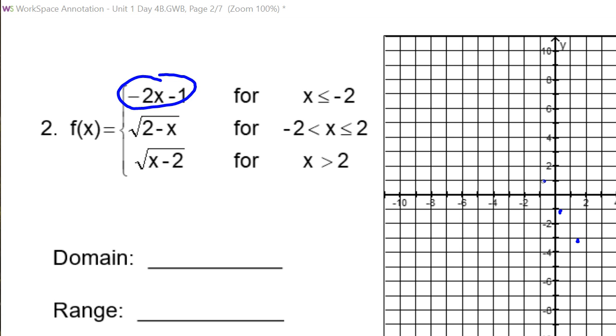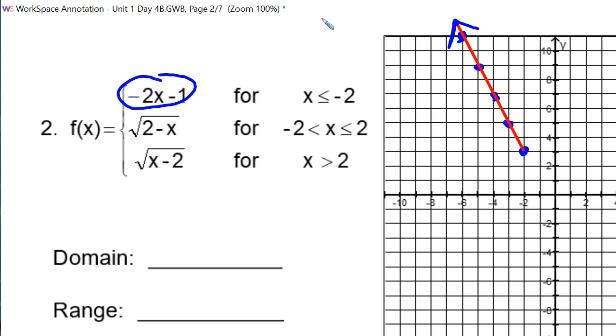Now I have to decide, is this point going to be open or closed? It's equal to, so it closes in. So -2, 3 is a closed circle. And keep going with your slope. So up to the left 1, up to the left 1, up to the left 1, up to the left 1. And connect those points with a line. And put an arrow showing it keeps going up, because we want all x's less than or equal to -2.